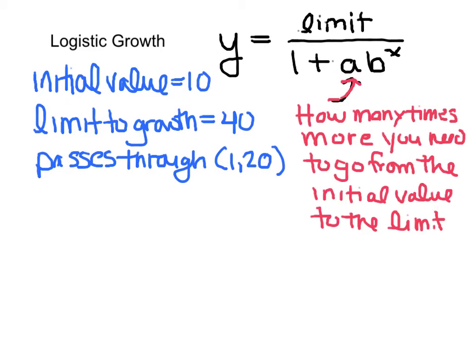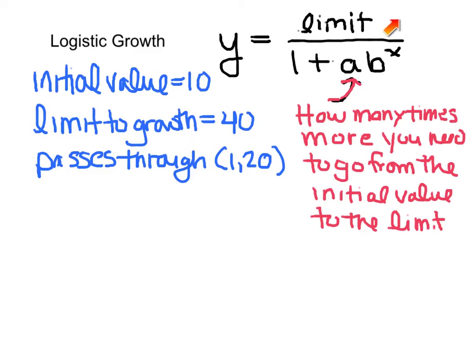This example is from problem number 23 in your textbook, and it's an example of logistic growth, solving an equation. And in a logistic growth problem, A is not the initial amount. A is, and I'm looking at this A right here. A isn't the initial amount. A is how many times more you need to go from the initial amount to the limit. So it's kind of a hard thing to think about, and I want to show you how to think about it with the exact example from the book.